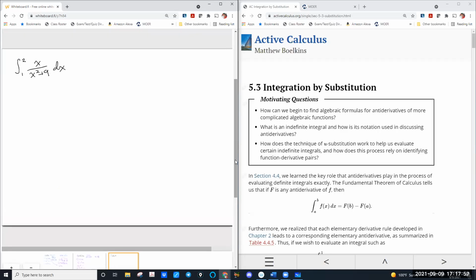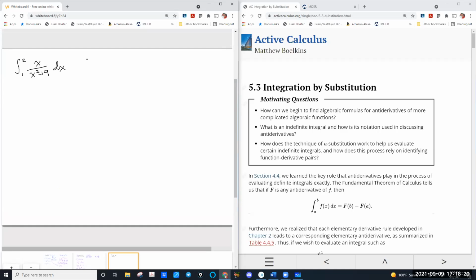Definite integral, we should get a number. One of the nice things about definite integrals is that we can do them with our graphing calculator. If you're not sure how to do that, send me an email and I can send you a video on how to do that. But it's nice for checking the answers. So let's go ahead and do this one by hand.